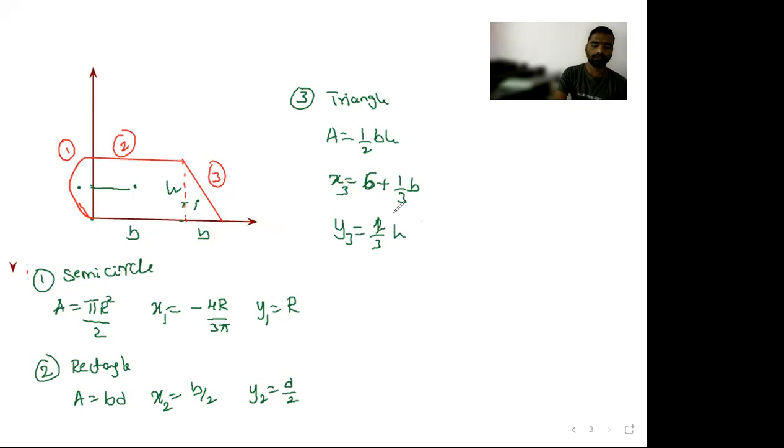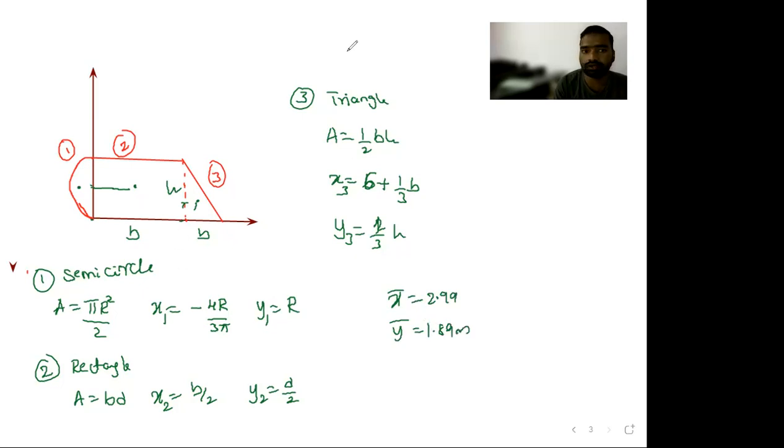Yes, sir. Is there any doubt? किसी को doubt है क्या? Answer calculate किया सब लोग? कितना आ गया? Total X bar is equal to 2.99. Y bar is equal to 1.89 meter. Correct again? Okay.